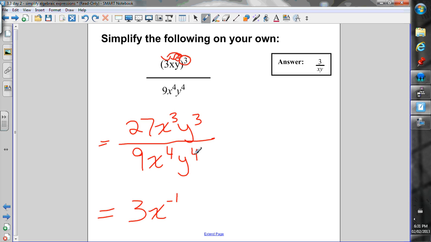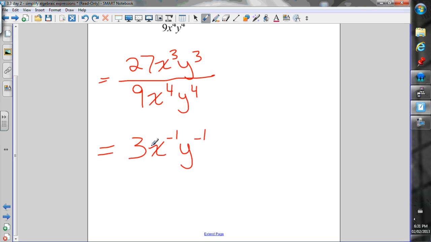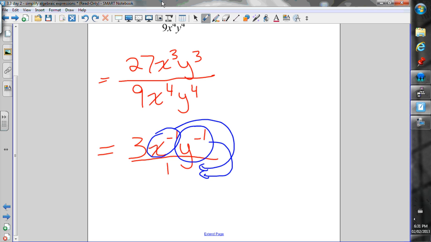I also have a y cubed divided by a y to the 4. Dividing powers with the same base. Keep the base the same. Subtract the exponents. 3 minus 4 is negative 1. Now you can't have a negative exponent in your final answer, so think of this as over 1, and move the powers that have a negative exponent, move both of those to the bottom of the fraction, and that will make the exponent positive. So this will equal 3 over xy. And both of those have a power of 1, even though you don't see it.